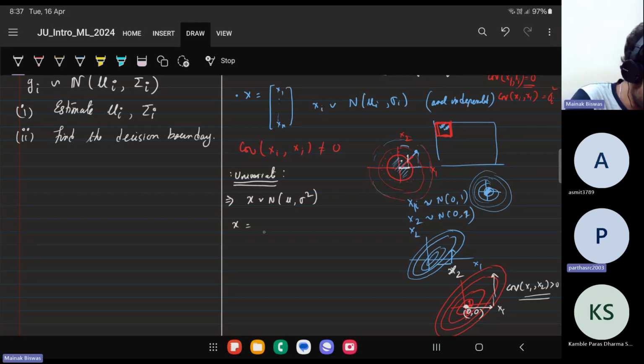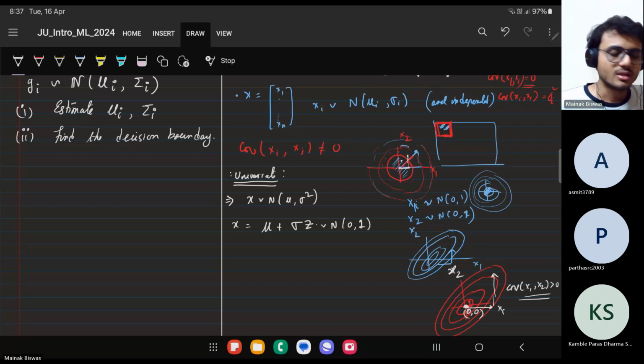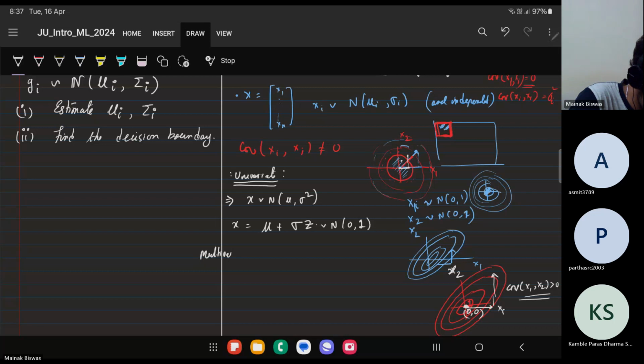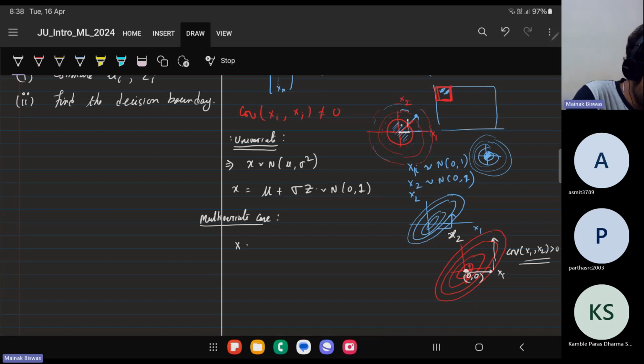I can write x as mu plus sigma z, where z is normal 0, 1. Similarly, in the multivariate case, X is distributed as normal mu, sigma, where sigma is the covariance matrix. I'll tell you what it is. So let us understand what a covariance matrix is.